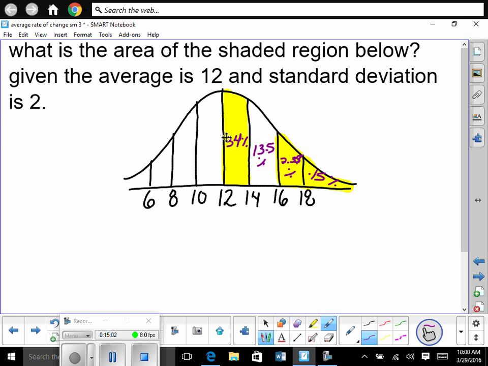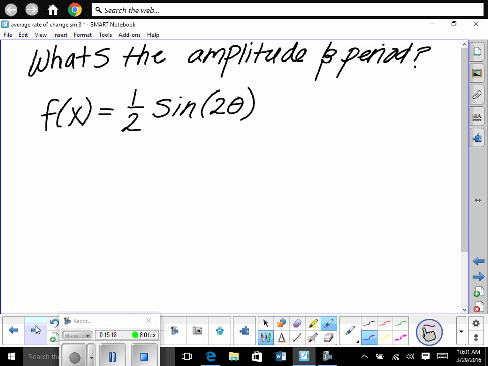Percent. So it says, what is the area of the shaded region? So what do we add up? 34% plus 2.35%, right? Plus 0.15%. Are we all comfortable with that? Yes. Okay, next one. We'd add those up.